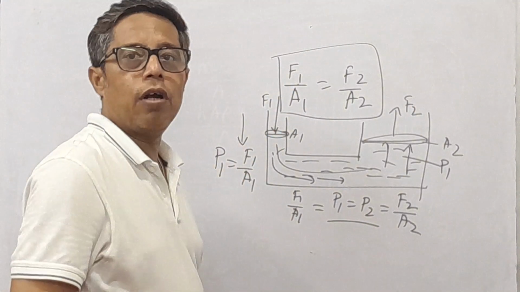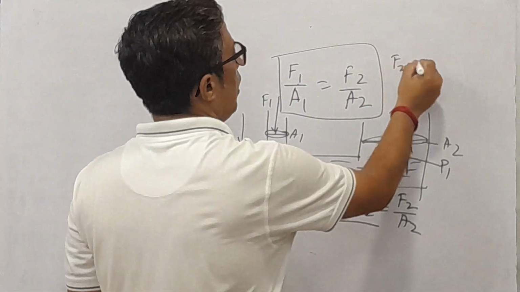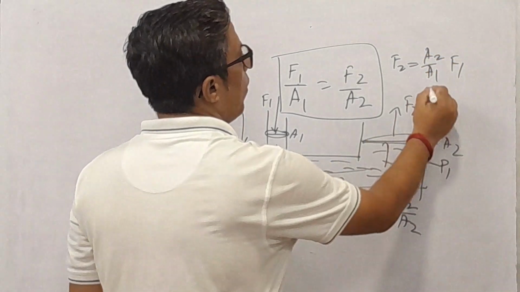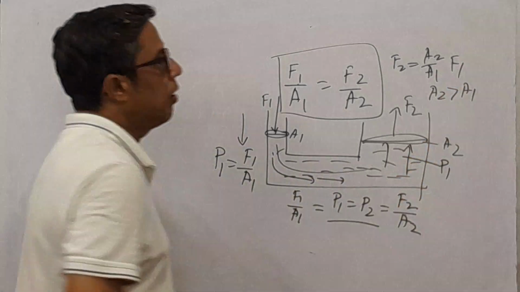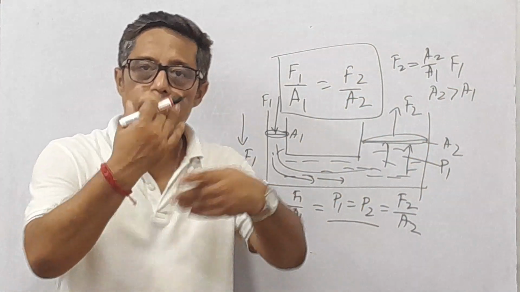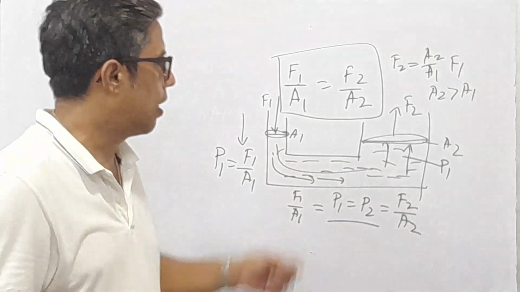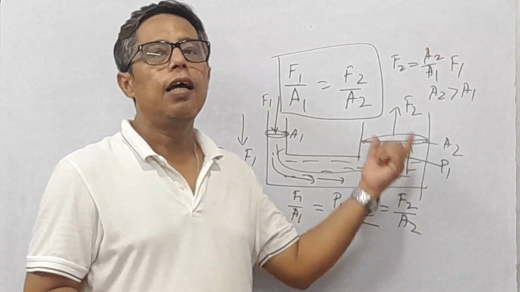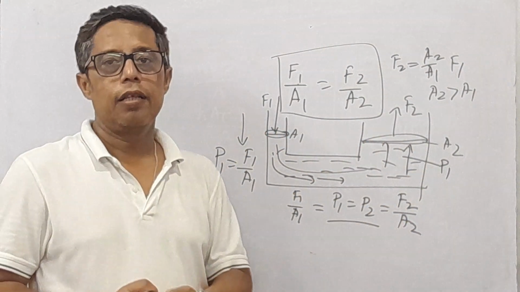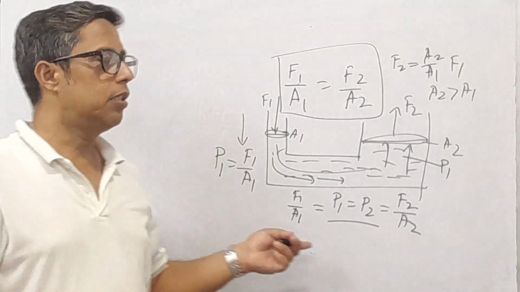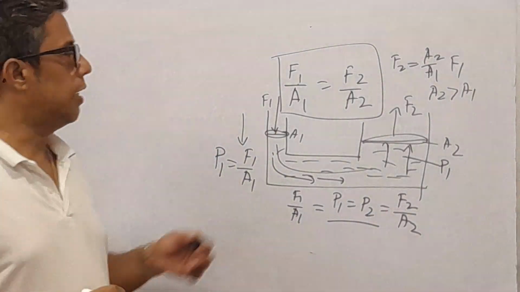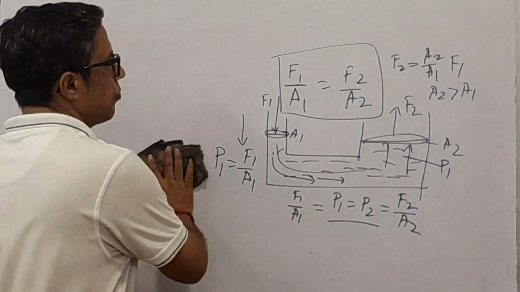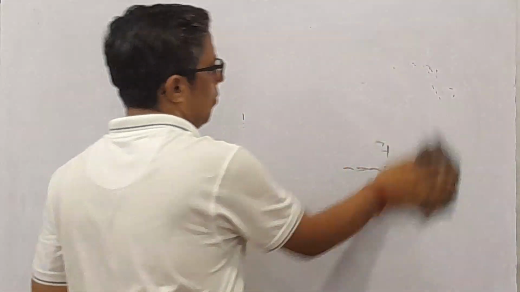Now we can write F2 is equal to A2 by A1 into F1. If A2 is greater than A1, then F2 will be greater than F1. So the force gets multiplied. The same happens in hydraulic machines, right? You apply a low force and you get a high amount of output. That is the mechanical advantage you get. So this is due to Pascal's law. This is one of the applications, and most of the numericals in pressure come from this part. Okay.